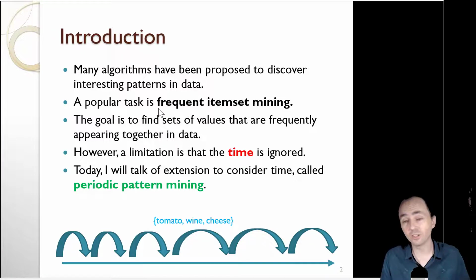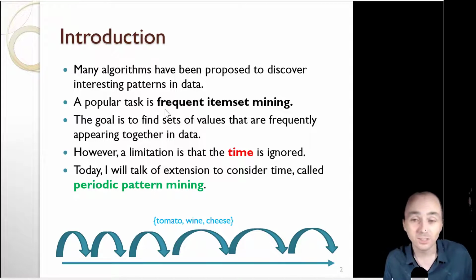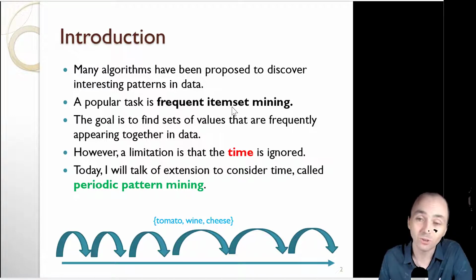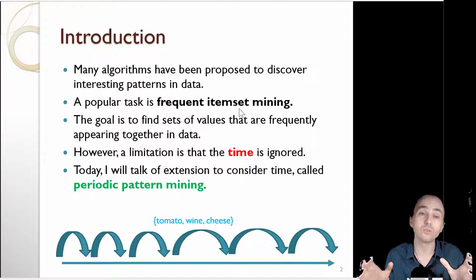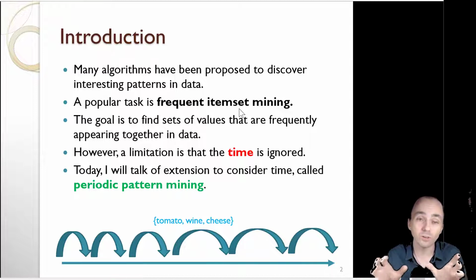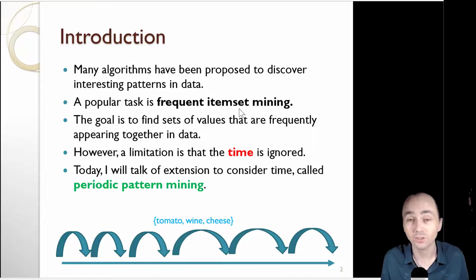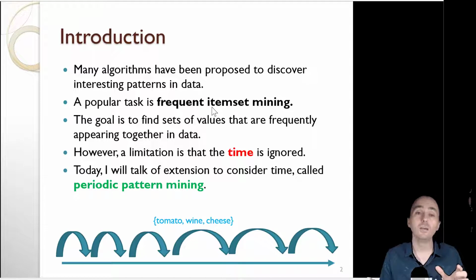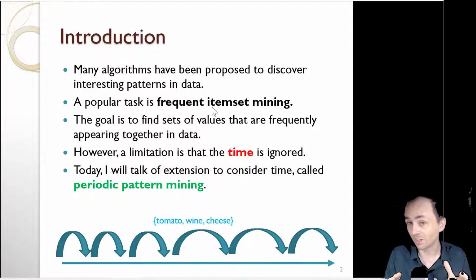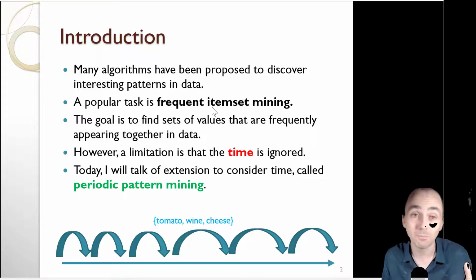And in that field, there's a popular task. It's called frequent itemset mining. The goal is to find some sets of values, some itemsets, that appear many times together in the data. So let me give you an example. For shopping, maybe we look at the data, we use some algorithm, and we find many people buy bread, milk, and eggs together. Okay, so this could be a frequent itemset. The items people buy many times.